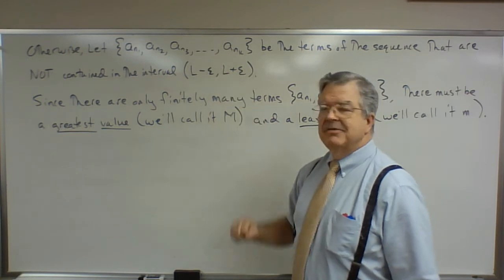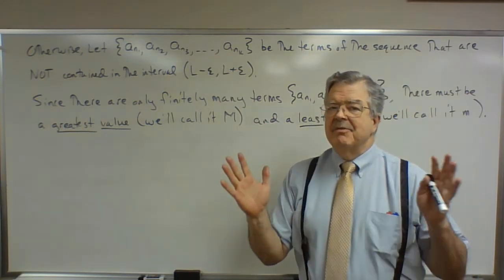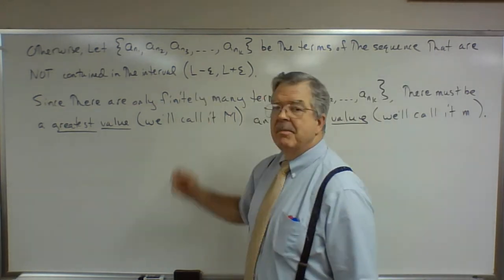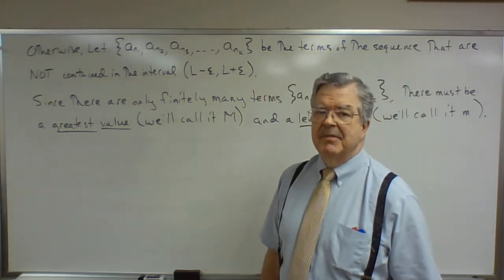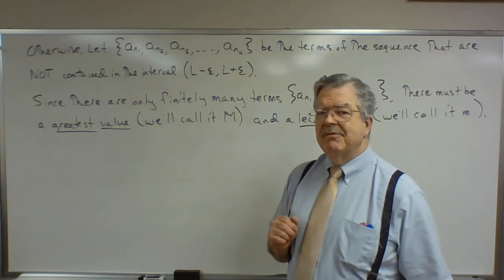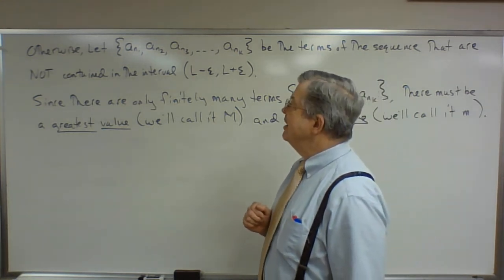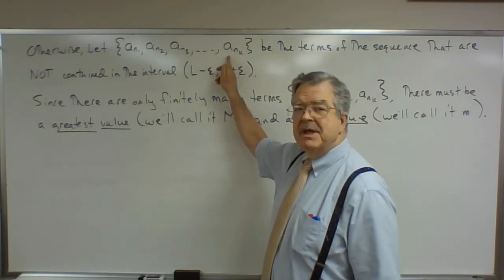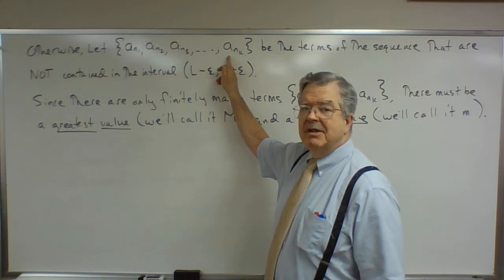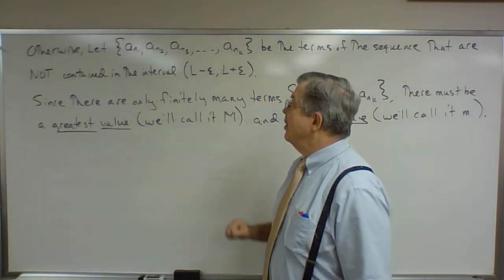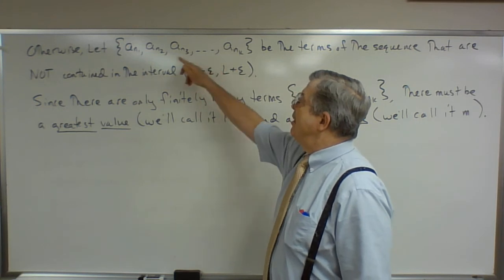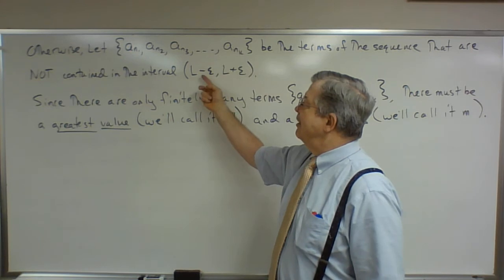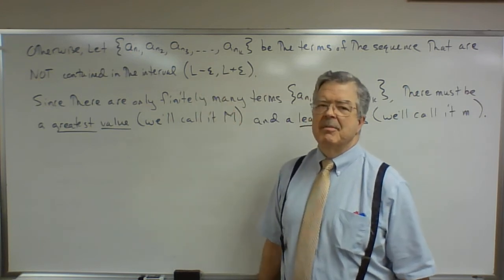this set of elements, as well as all of the rest of the elements in the sequence, are bounded below by L minus epsilon. So we'll account for the possibility that maybe the least element in this set could be the smallest element of the whole sequence, or maybe all of these elements are greater than the largest bound, and hence L minus epsilon is the least upper bound.